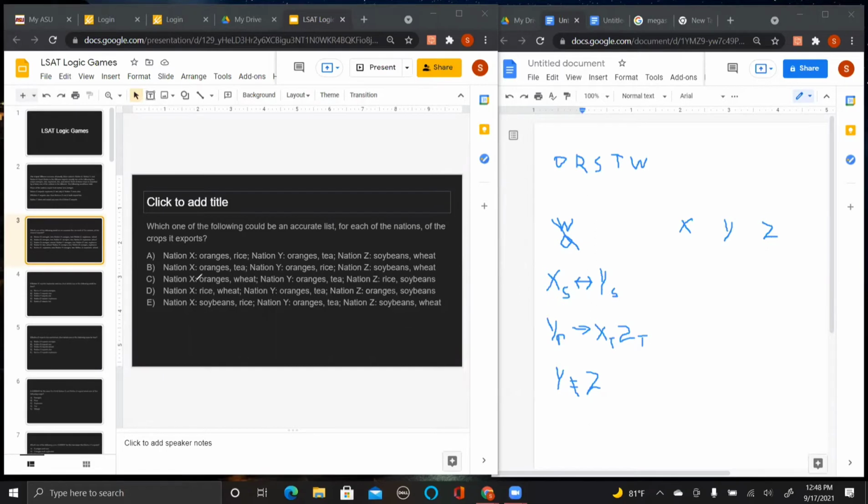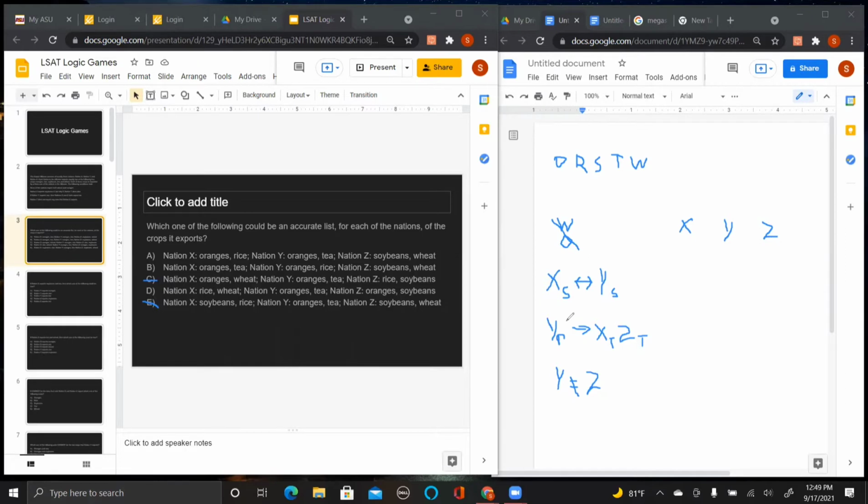Let's see. Here we go. C, nation X has W and O, oranges and wheat together. That cannot be our answer. Let's see what breaks rule number 2. Soybeans in X means soybeans in Y and vice versa. So nation X, here we are. E, nation X has soybeans, but Y does not. So there we go, that's wrong.